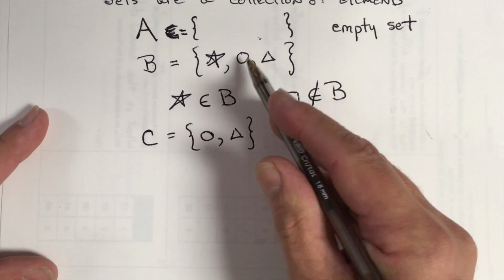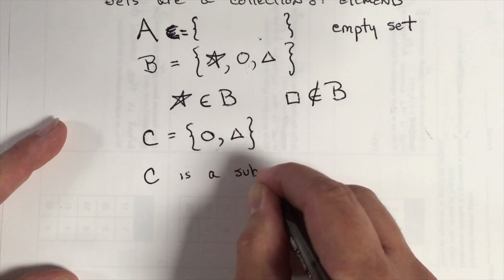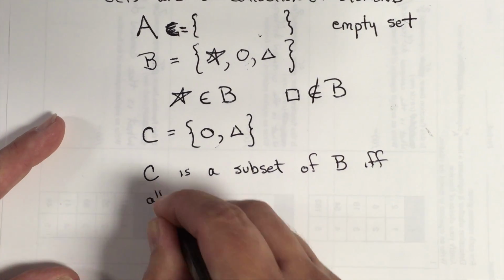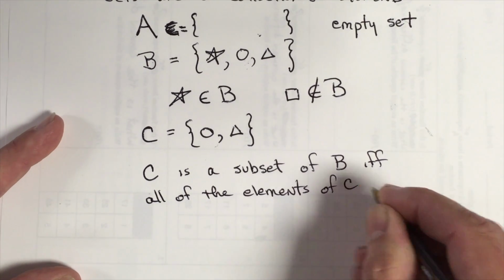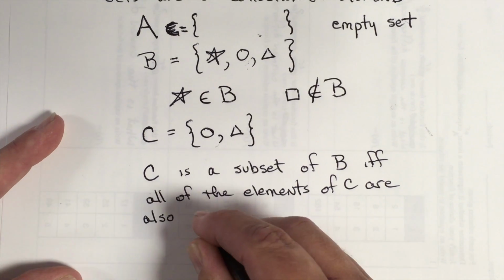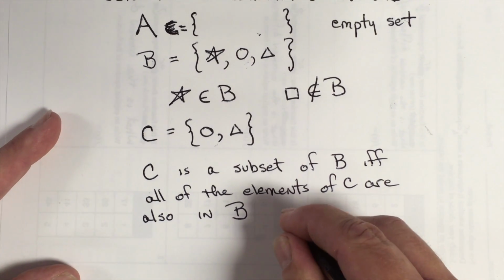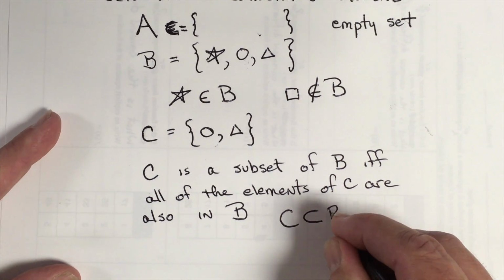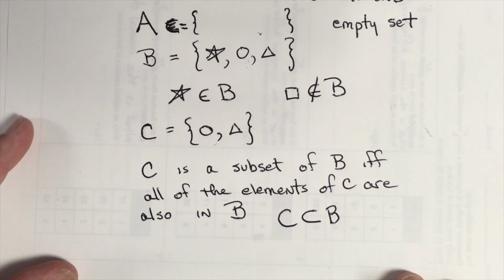All of the elements of this set are also in this set. C is a subset of B if and only if all of the elements of C are also in B. A lot of words, right? How about if we just wrote it this way? C is a subset of B. That works.